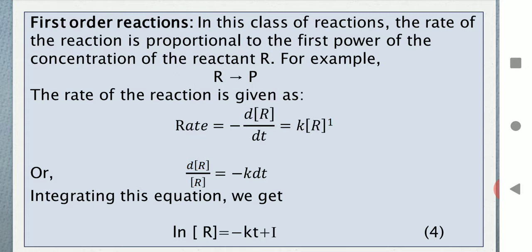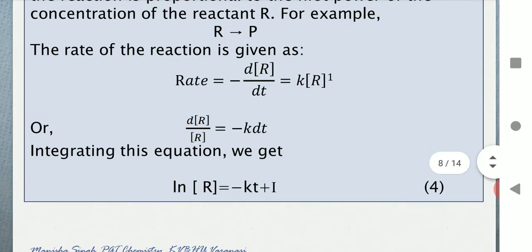So, for example, if we take a general reaction where reactant R is changing into any product P, then the rate of reaction in its differential form can be written as rate is equal to minus dR by dt equal to K into concentration of the reactant R raised to the power 1, or you can write it as dR by R equal to minus K dt. We have brought both the concentration terms on one side of the equal to sign.